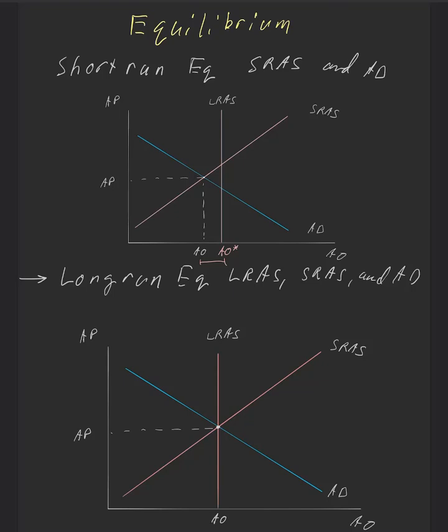That's because long-run equilibrium is when all 3 of them cross. Notice short-run supply crosses aggregate demand, but the short-run equilibrium is here. So when the short-run equilibrium occurs on the long-run aggregate supply, that's when we have long-run equilibrium, and that's when all 3 lines neatly cross like so.